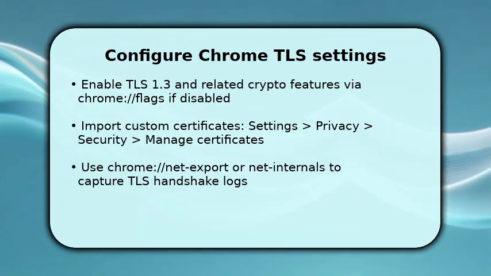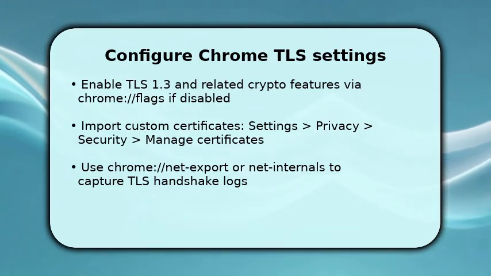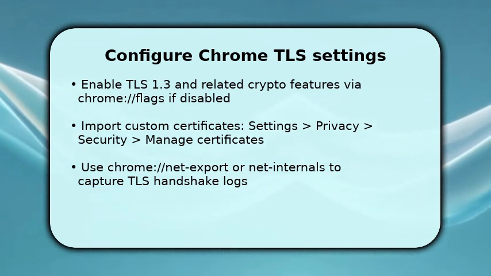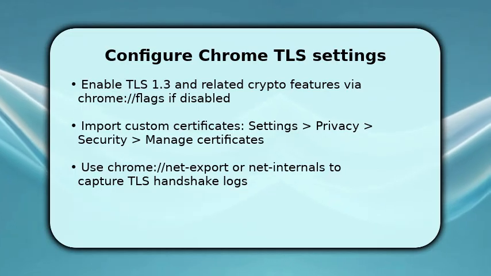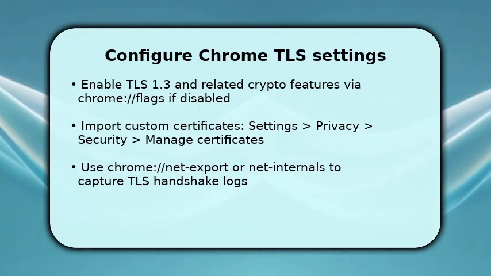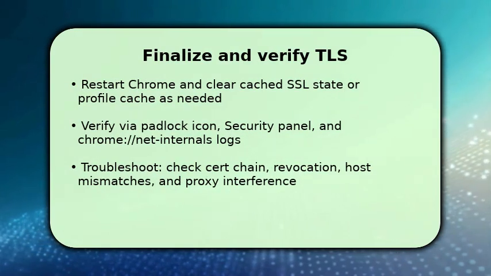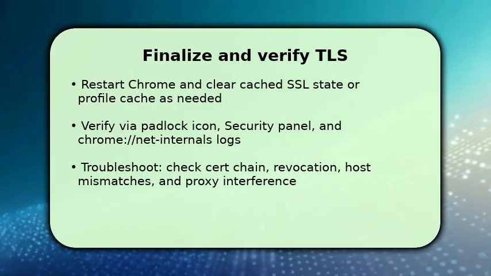For detailed validation, capture a net export or use Chrome, //net-internals to record TLS handshakes and errors. This helps you see certificate chains and negotiated cipher suites. Finish by restarting Chrome and clearing any cached SSL state so new settings take effect.